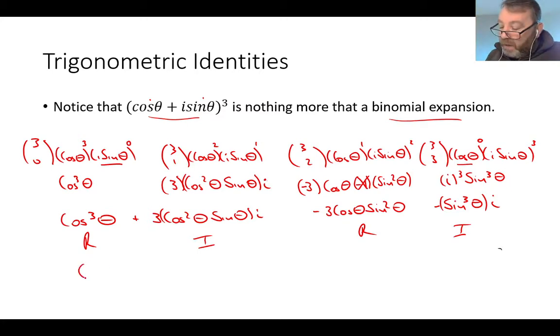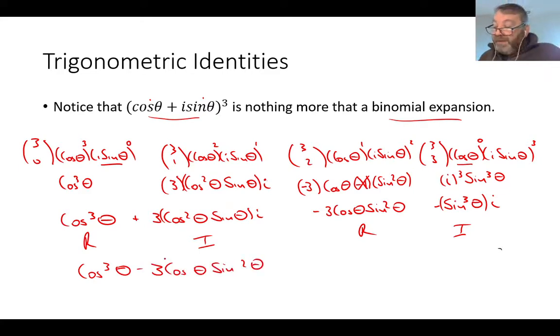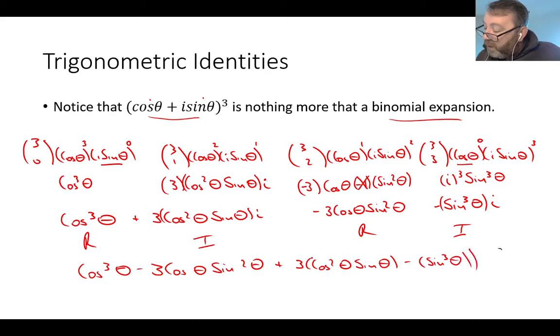So I would get cos cubed theta minus 3 cos theta sine squared theta, and then I would bring the two imaginary terms together as follows: plus 3 cos squared theta sine theta minus sine cubed theta, and I would put all of them together with an i after them. So just combine them. Makes it just that little bit easier to see what they are.